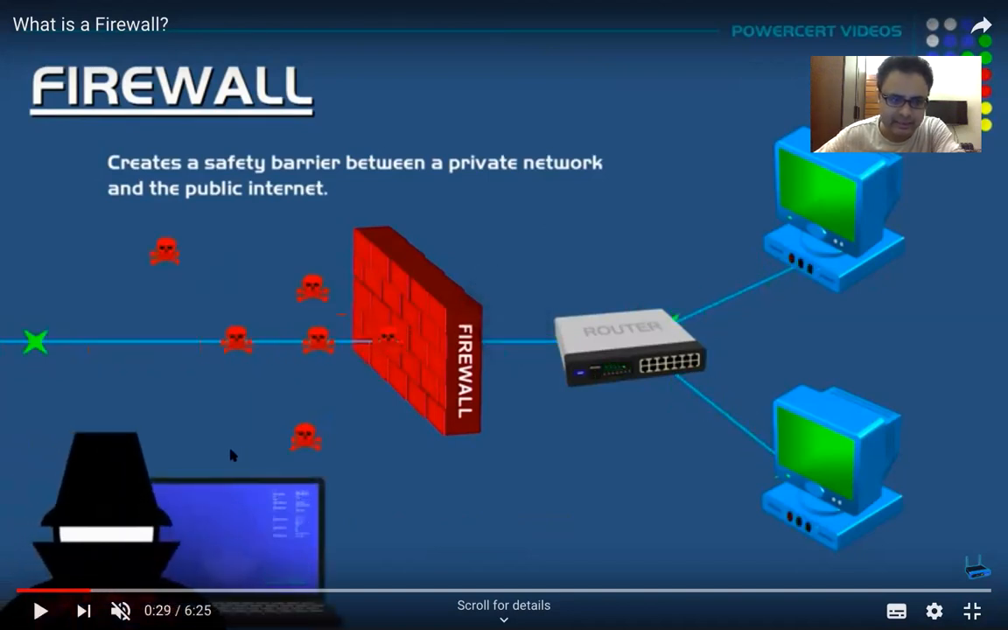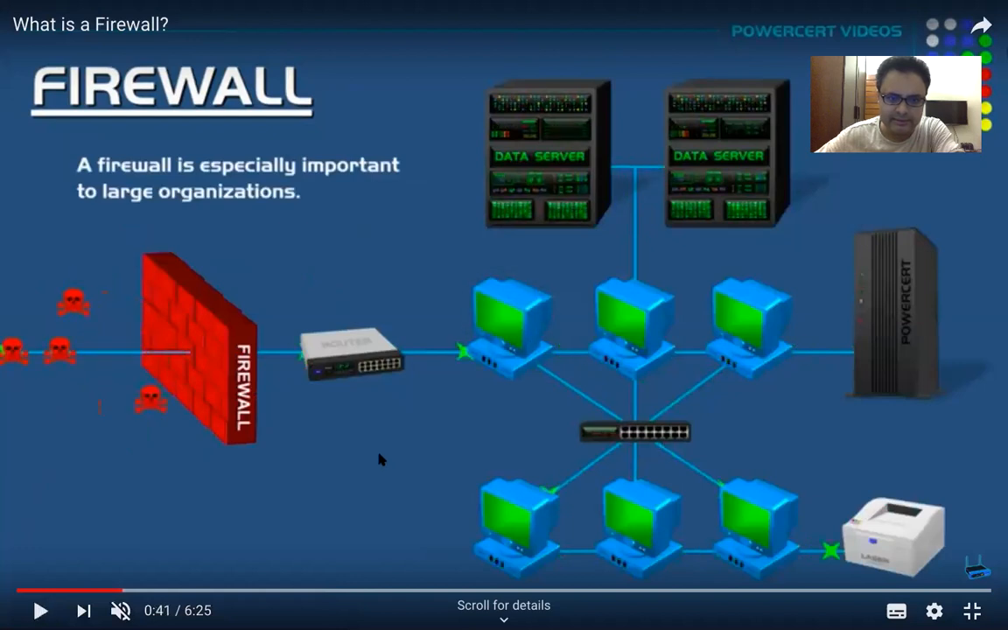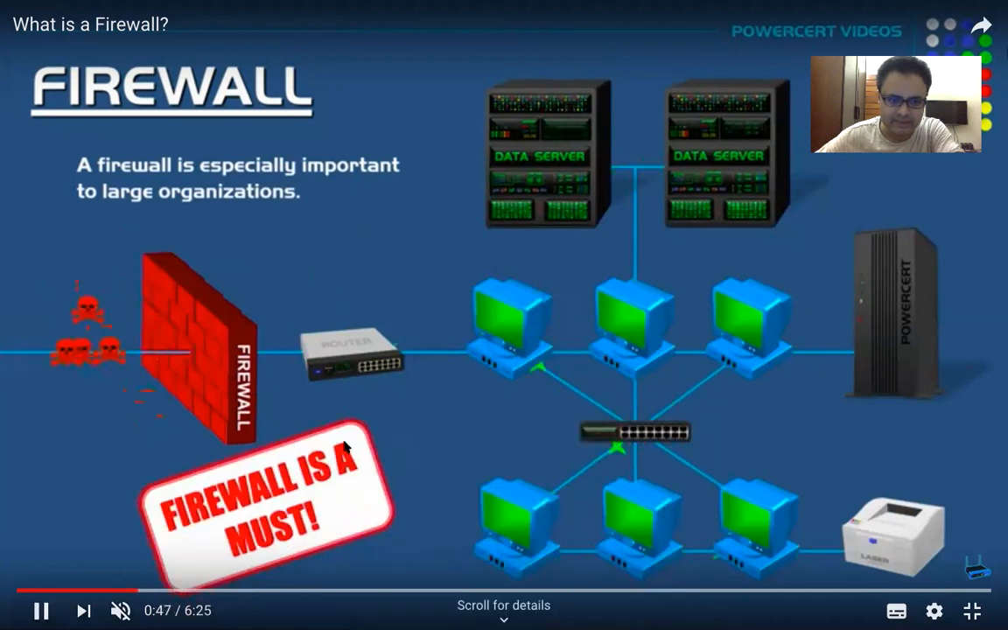Now a hacker has come, and these are the harmful things. So it's protecting you. It's protecting the network, your computers. Nothing is coming into your computer. Everything is protected by the firewall. Now this is working in an organization also. There are a number of PCs connected and other devices also. So everything is protected by the firewall. A firewall is especially important to large organizations. Now look at the diagram. A firewall is a must in a large organization because we have a server also here. So this firewall is a must in that organization.